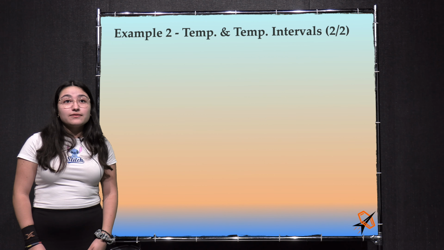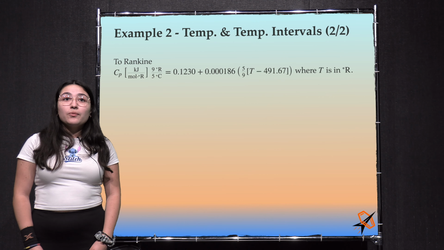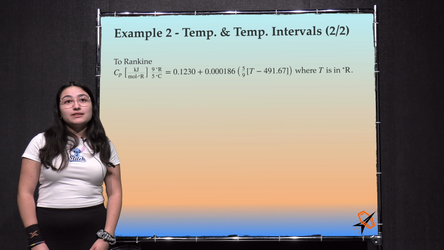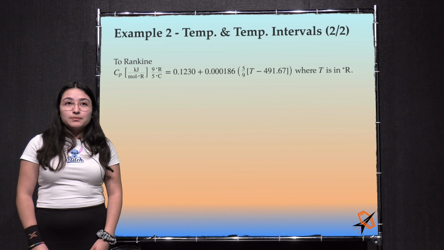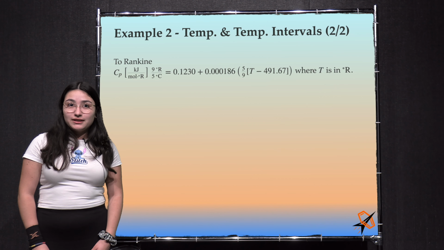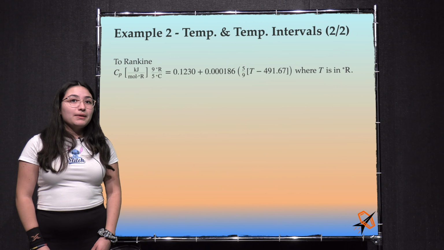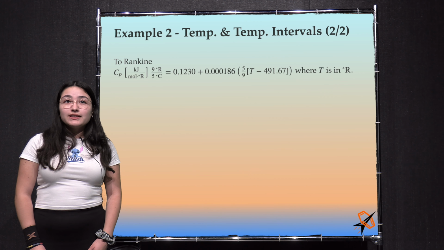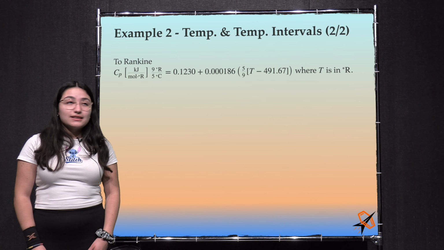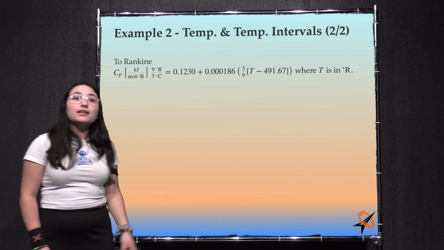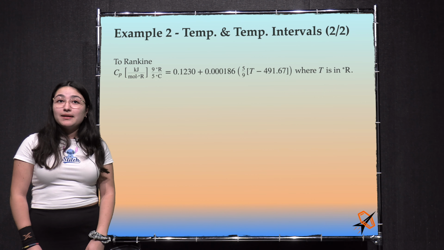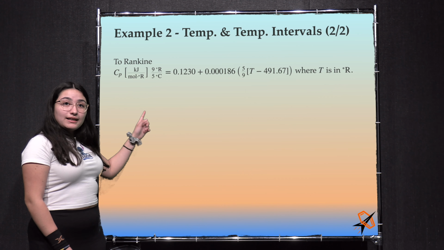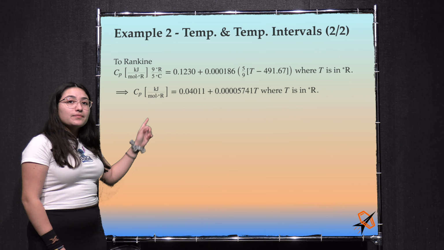Now, let's convert from Celsius to Rankine. We convert the heat capacity, C sub P, in kilojoules per mole degree Rankine to kilojoules per mole degrees Celsius as a temperature interval, by multiplying by 9 degrees Rankine per 5 degrees Celsius. We convert T in Rankine to degrees Celsius by subtracting 491.67, and then multiplying by 5/9, and we plug this in, getting this equation. We then simplify and get this equation.